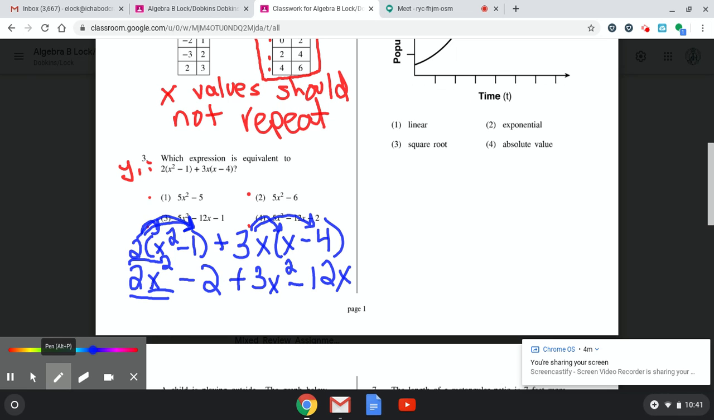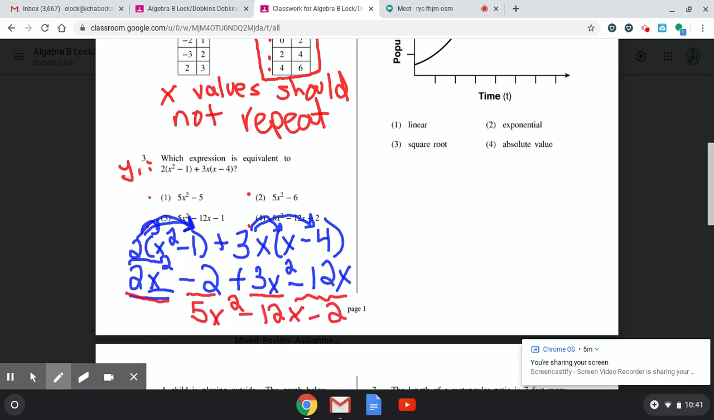So when we combine like terms, Jaden, what do we get? We have 2x squared and 3x squared, so here we're adding. So we're just going to have 5x squared. And then can this -2 combine with the -12x? No. So we're going to have -12x be our next term and a -2 at the end. Best answer is going to be choice 4.